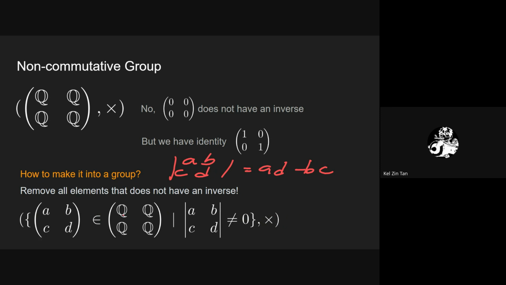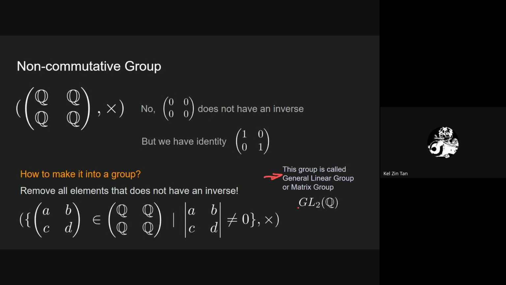There is still some work that you need to do here. You have to check whether it satisfies all the group axioms, all the 4 group properties. But I'll not prove it here. I'll just introduce it because this is a very good example of a non-commutative group, and we call it the general linear group, or the matrix group. We usually write it as GL2Q. GL stands for general linear, and 2 stands for the dimension. Q is the set of elements, the individual entries inside the matrix.